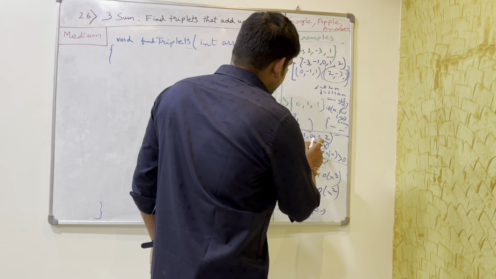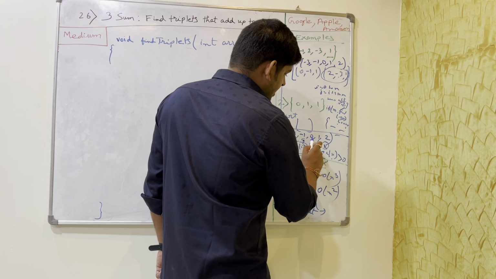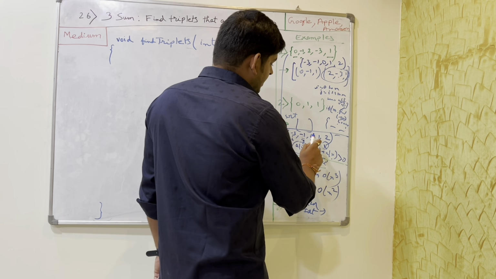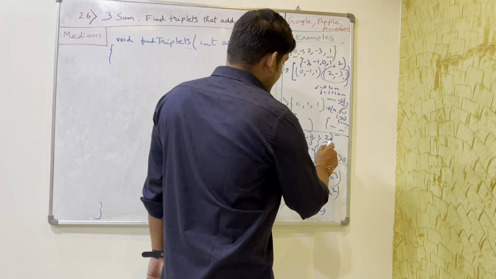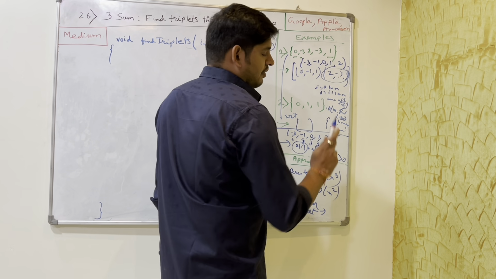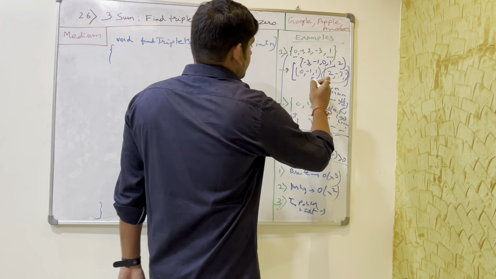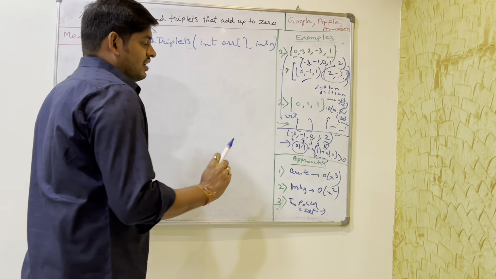So let's find the solution first. So i is minus 1, then j is 0 and k is 2. So minus 1, 0 and 2, the sum is greater. So k will become here. k comes over here, minus 1, 0 and 1. The sum is 0. So in this way we get the second solution as well. So in this way we can solve this problem.